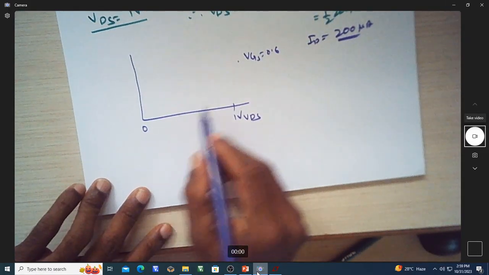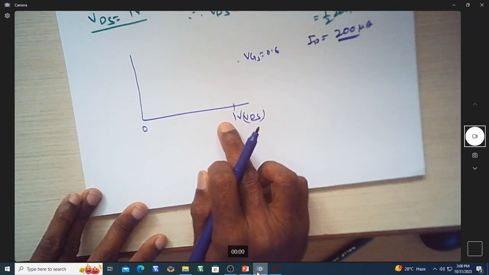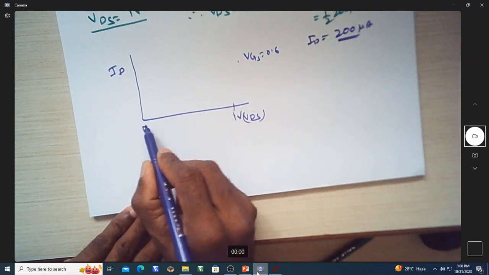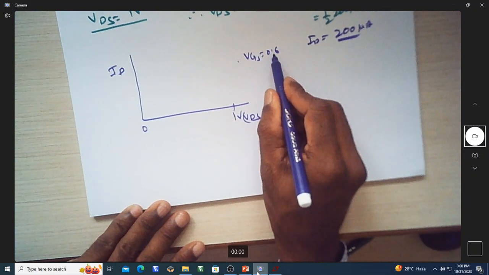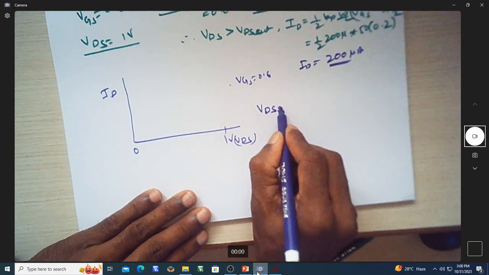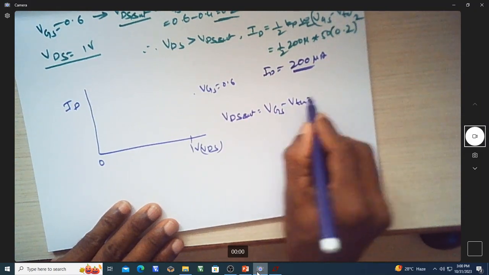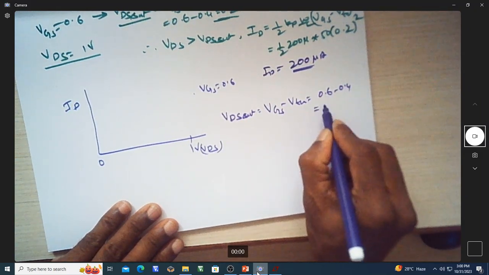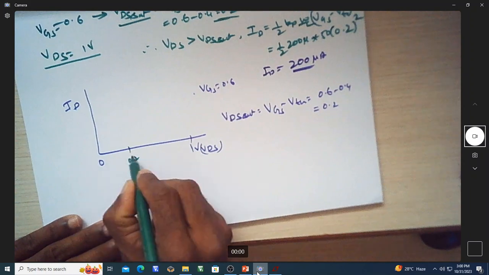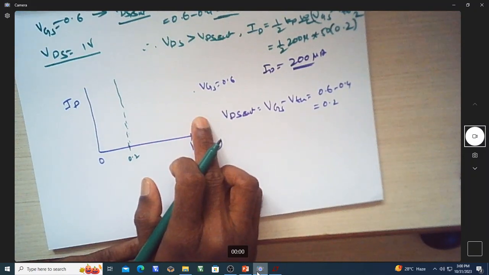I want to plot a graph where VDS is varied from 0 to 1 volt, whereas VGS is kept at 0.6. I want to know what my ID is as VDS keeps varying. What is VDS SAT now? We know that VDS SAT is VGS minus VTH, that is 0.6 minus 0.4, which is 0.2. Meaning from 0 to 0.2 the MOSFET will be in linear region. After this it should be in saturation.